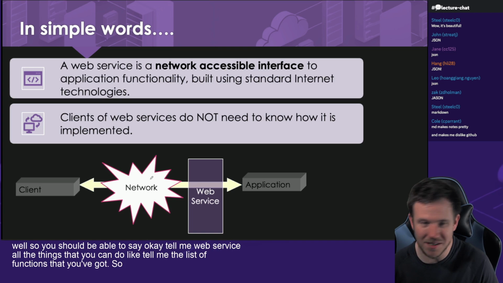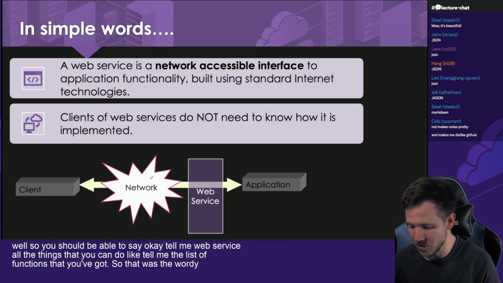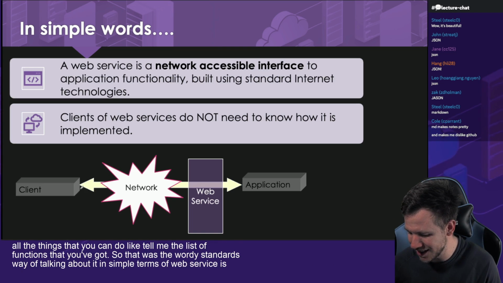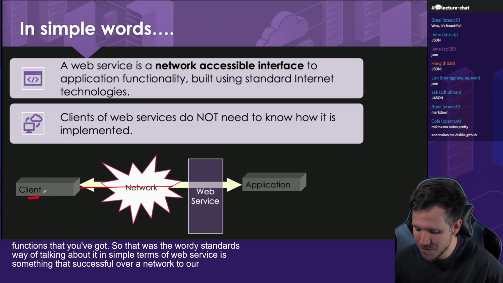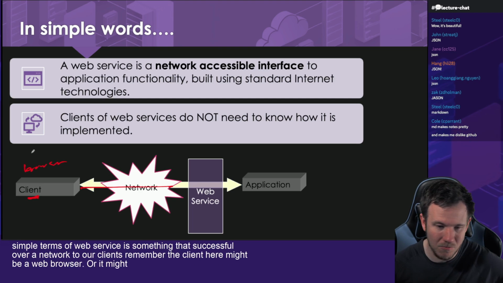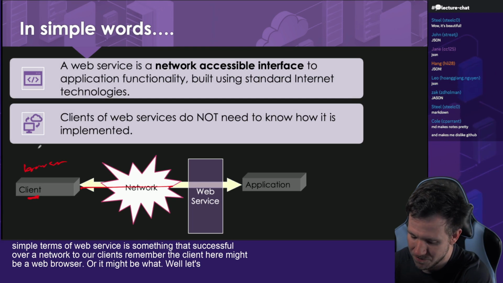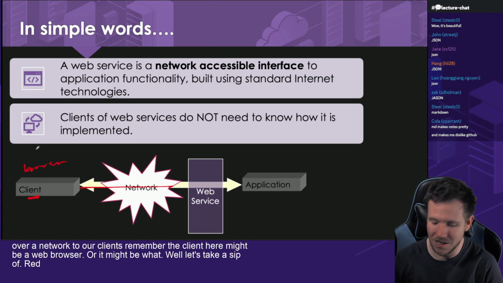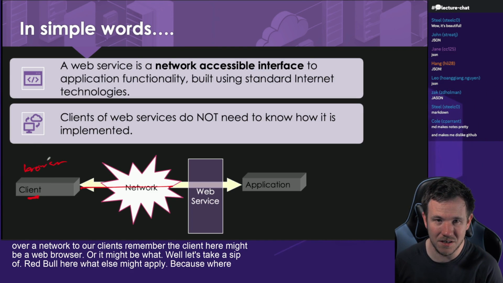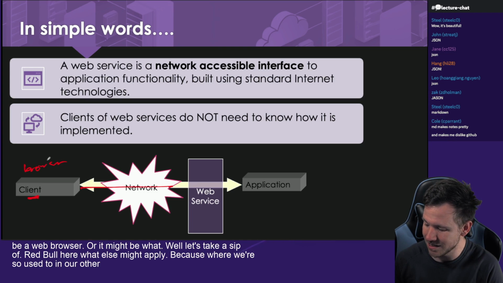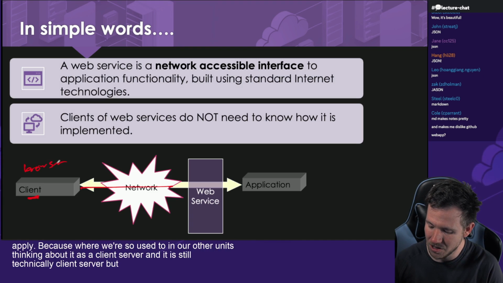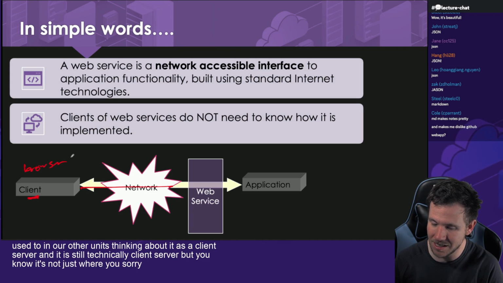So that was the wordy standards way of talking about it. In simple terms, a web service is something that's accessible over a network to our clients. Remember, the client here might be a web browser, or it might be what? What else might the client be? Because we're so used to, in our other units, thinking about it as a client server, and it is still technically client server, but it's not just our users in their web browser.